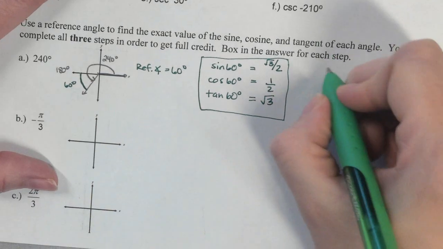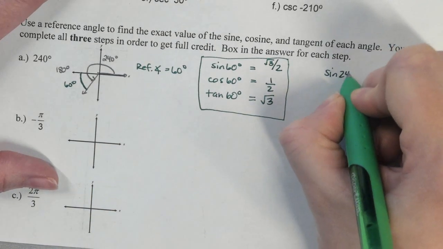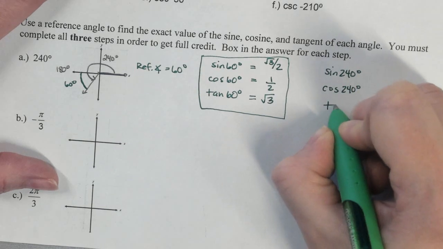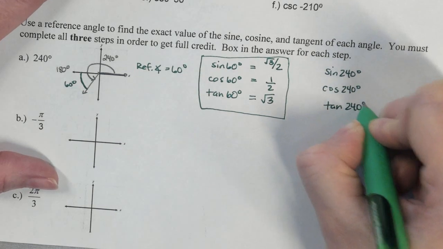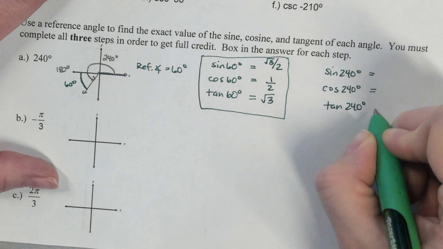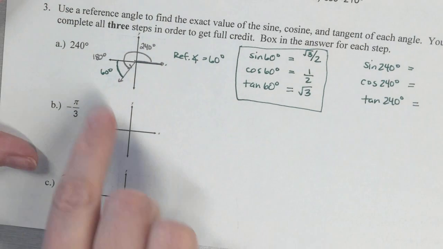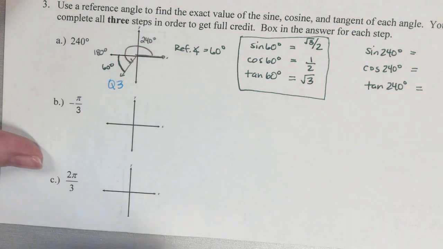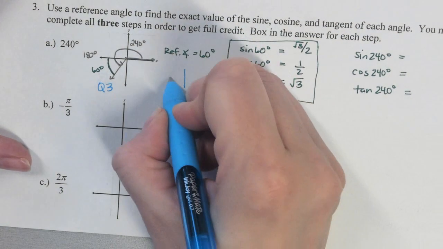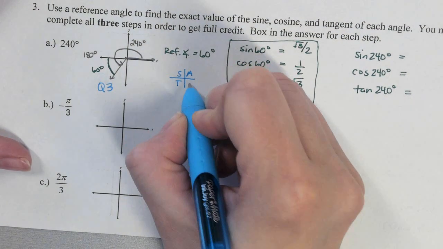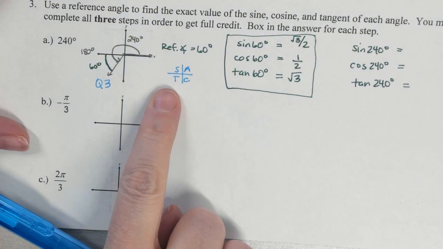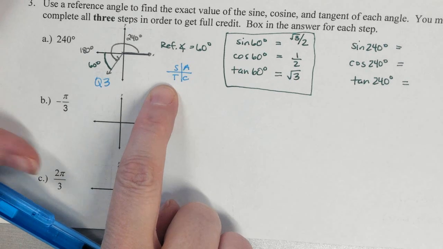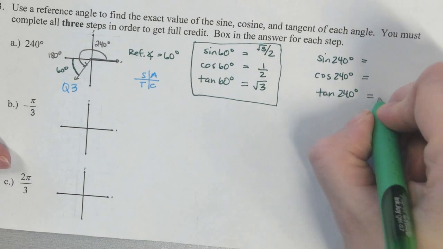Now the last step, the third step, so this is step 2. The third step is writing the sine of 240, the cosine of 240, and the tangent of 240. So what we're going to do is just adjust for the quadrant. What quadrant is this in? 3. So if it's in Q3, think of your All Students Take Classes. Okay, what does that even mean? This is where they're positive. So tangent is positive, so tangent stays root 3.